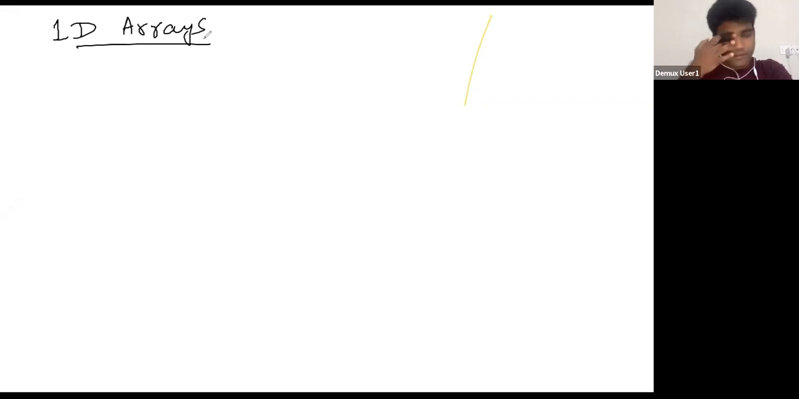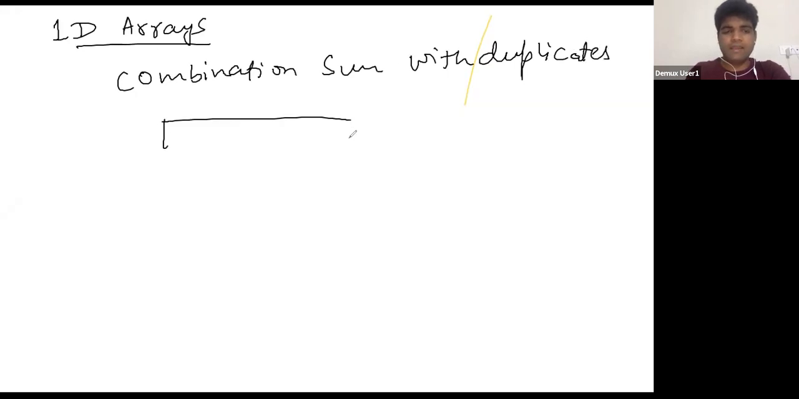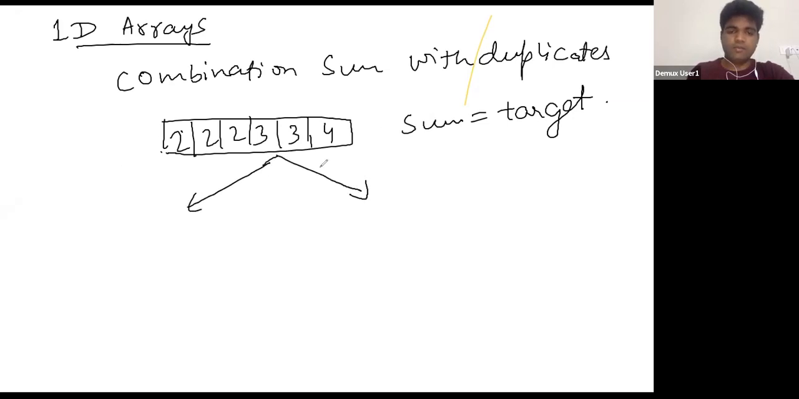Did you guys have a chance to solve the combination sum question? If you remember, we gave that as a homework, a combination sum with duplicates. You have an array of numbers, and there could be duplicates in the array. What you had to do was find all combinations within the array which sum up to a particular target.